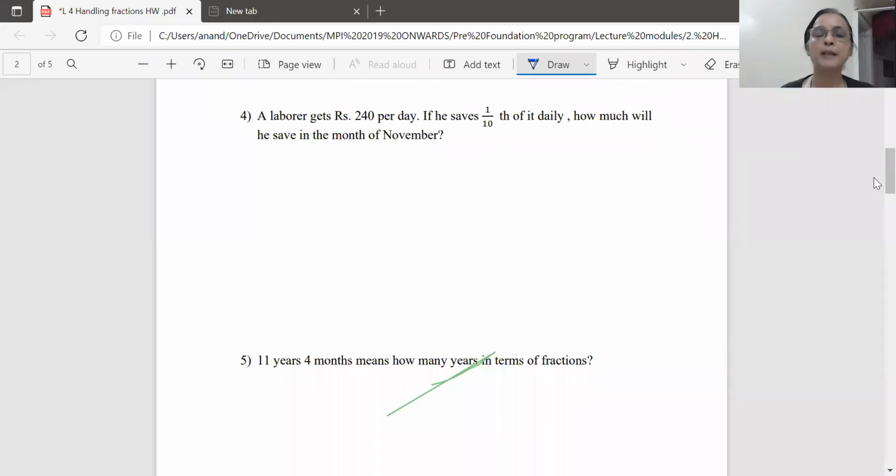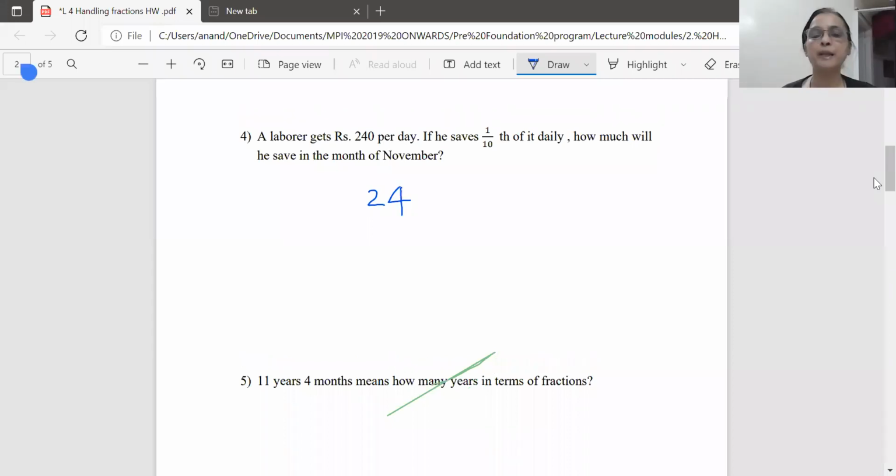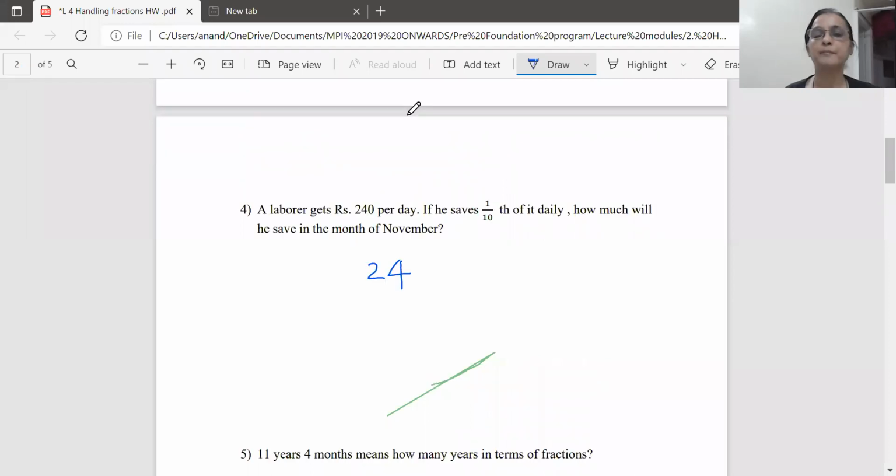Now this is a pretty simple question. 1/10 of it will be 24 rupees, which he will save daily. How many rupees is he saving daily? And in the month of November, that will be 30 days, right? The month of November will have 30 days in it. So I will multiply 24 by 30 and I will get my answer.